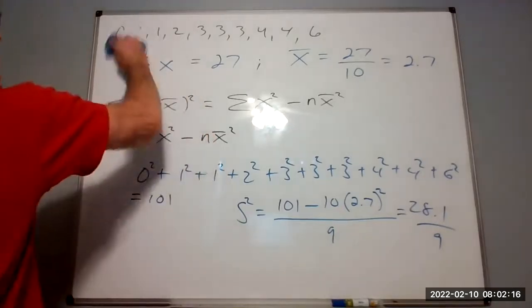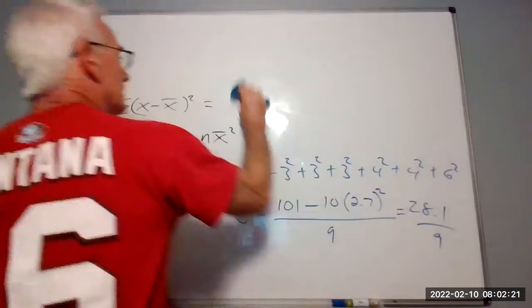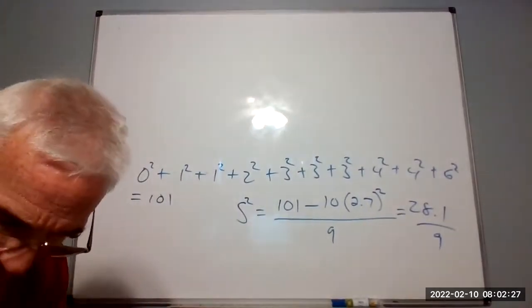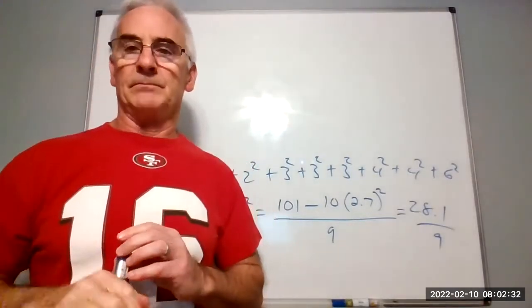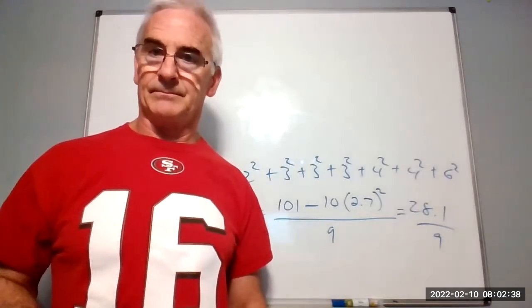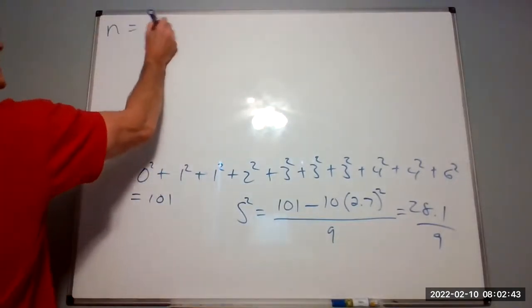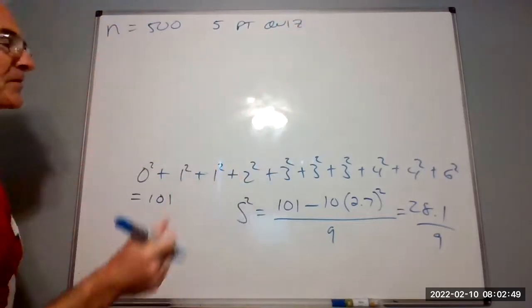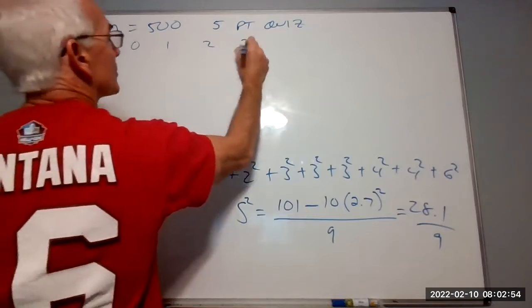Okay, so let's do this. Let's suppose we had a group of scores. In fact, I'm going to do the UCSD example. We're going to have N is 500 and we have a 5-point quiz. I'm going to make up different numbers because I don't remember what numbers we used before exactly. So I had scores of 0, 1, 2, 3, 4, 5.